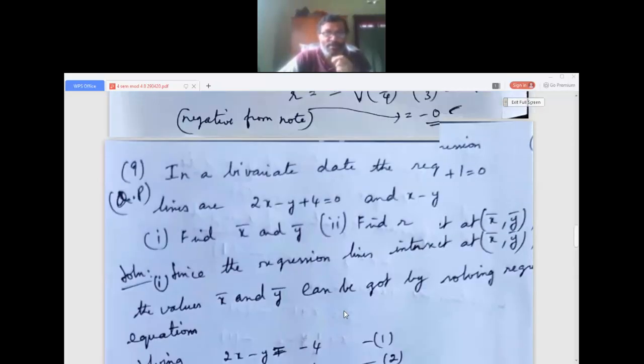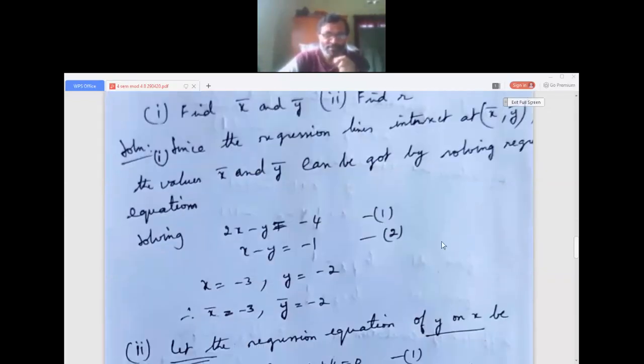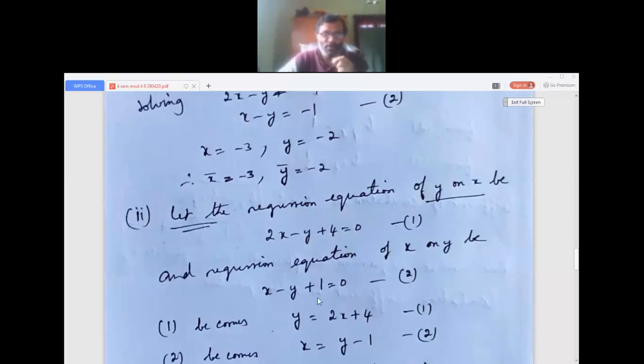So now we proceed. We take the first equation as the regression equation of y on x, and the second as x on y. Depending on what you choose, you can take x on y or y on x. Equation 1 is y on x, equation 2 is x on y. Because the first equation is y on x, we write it as y equals, with y on one side and the rest on the other side. So y equals 2x plus 4. Because the second equation is x on y, we write it as x equals.